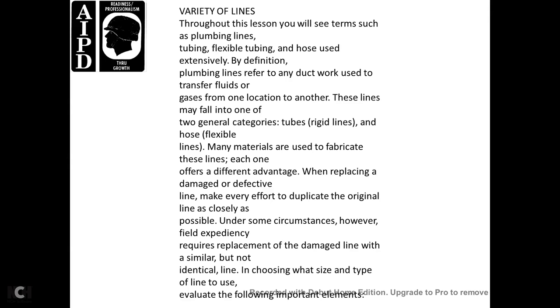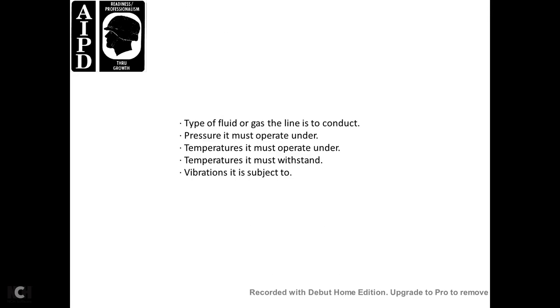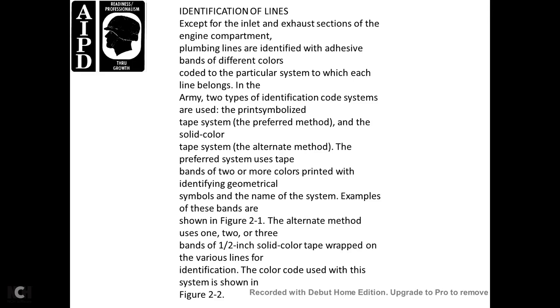Many materials are used to fabricate these lines. Each one offers a different advantage. When replacing damaged or defective lines, make an effort to duplicate the original line as closely as possible. Under some circumstances, however, the field expedient requirements allow replacement of the damaged line with a similar but not identical line. When choosing the type of line, evaluate the following important elements: type of fluid or gas the lines conduct, the pressure and temperatures under which they must operate, and the vibration to which they are subject.